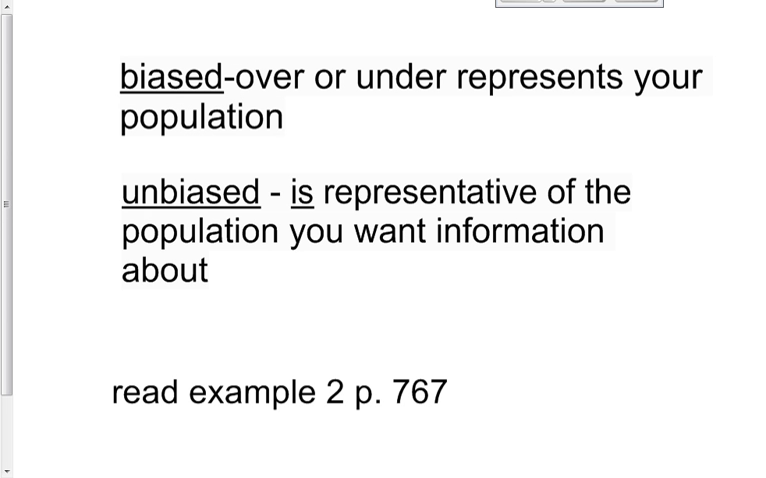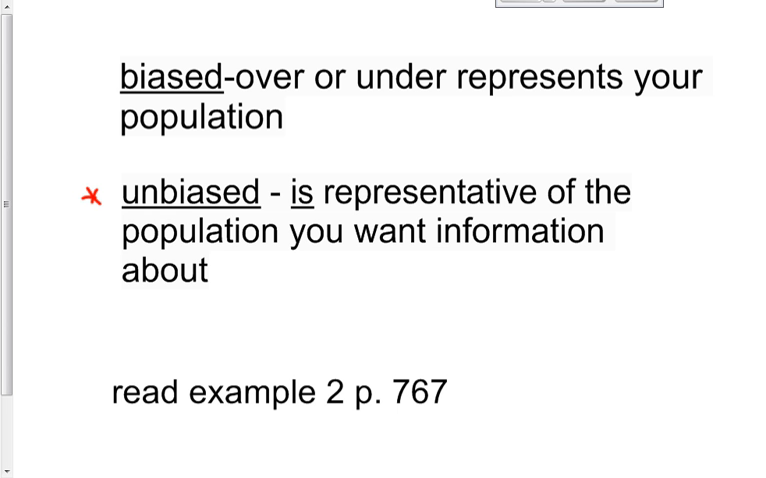Two other definitions we need to know talk about the type of sampling, whether it is biased or unbiased. If you have a biased sampling, that means it either over or underrepresents the population you're talking about. If you have an unbiased sampling, it is a good representation of the population you want information about. So we would hope to have an unbiased sampling whenever we're doing some kind of a survey.